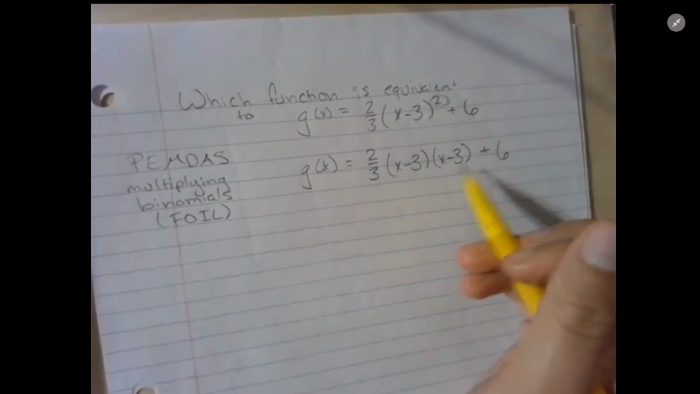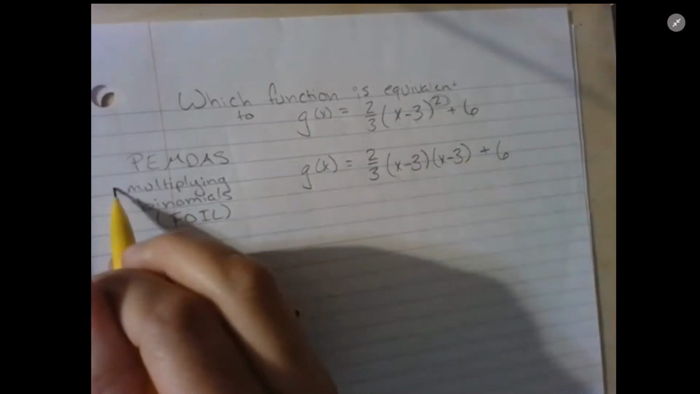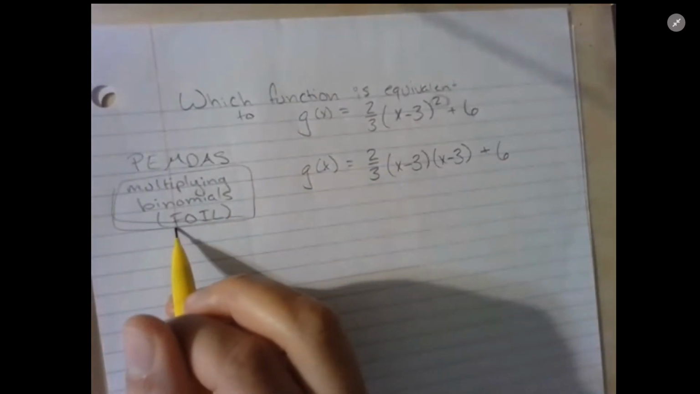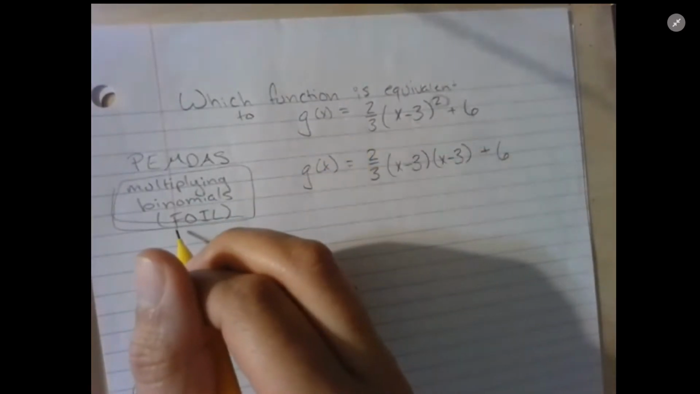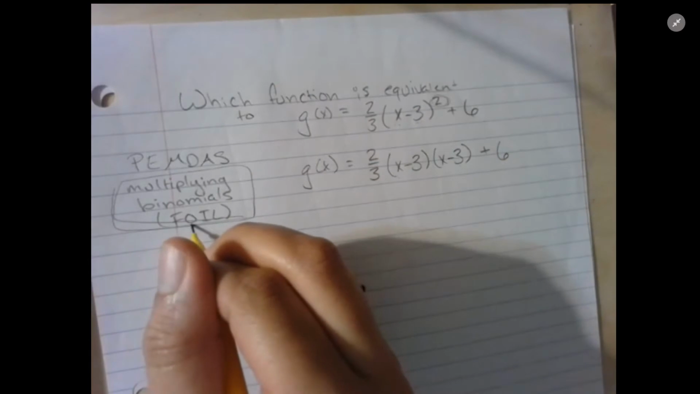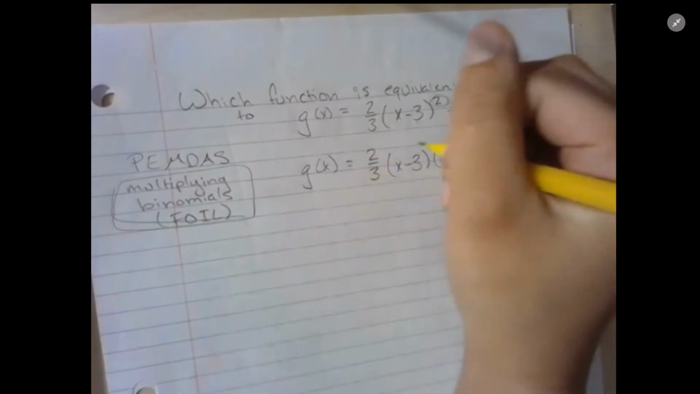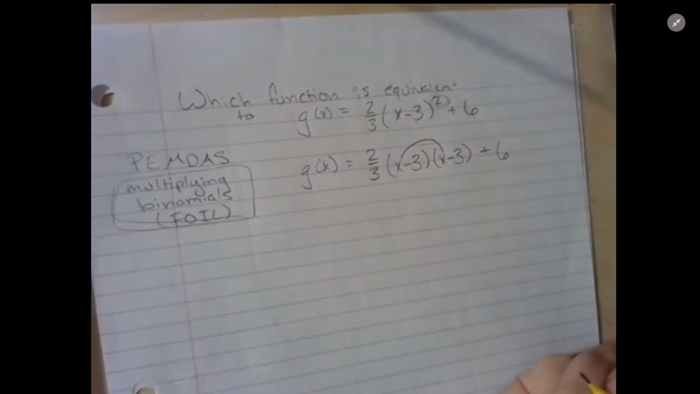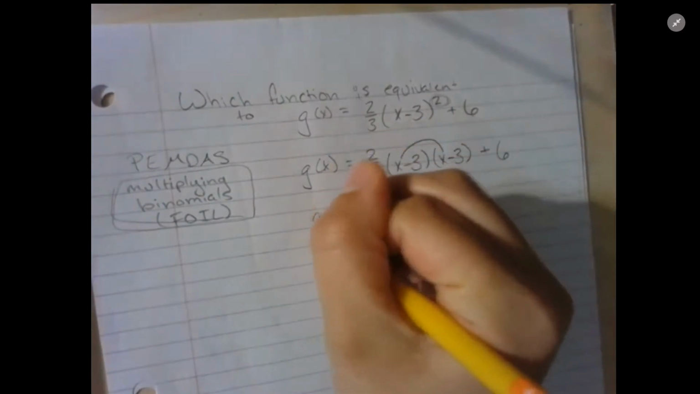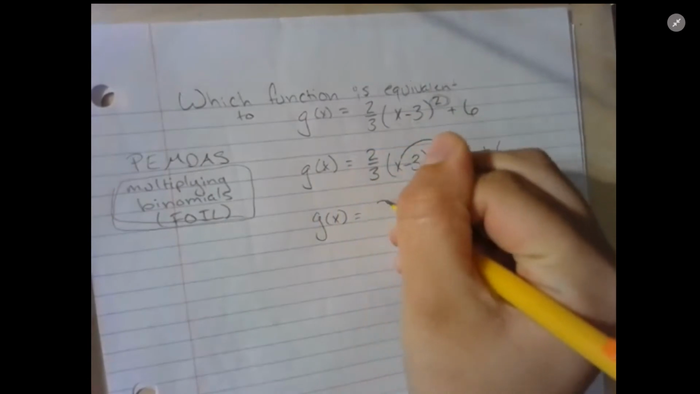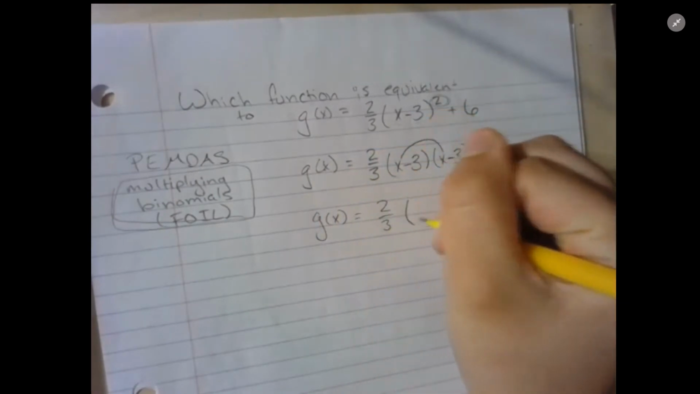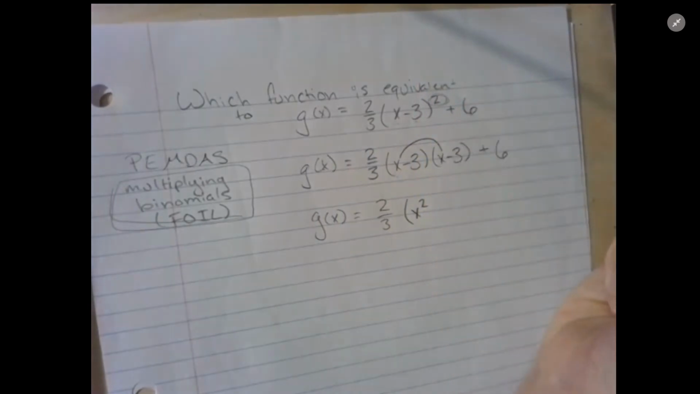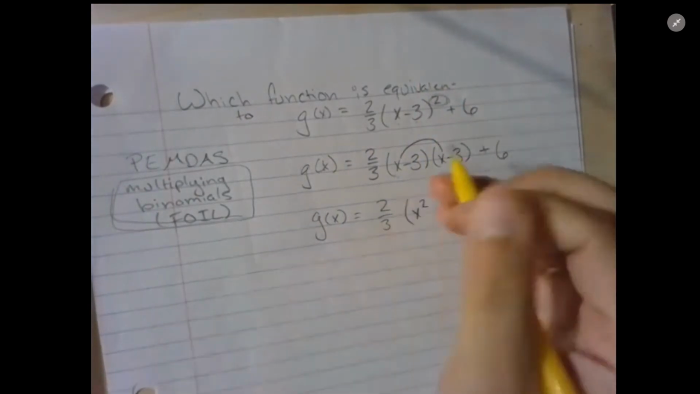In order to multiply these two things together, you have to understand how to multiply binomials or FOIL. To follow the FOIL method, all you have to do is multiply the first terms, the outer terms, the inner terms, and the last terms. So first terms, I'm going to multiply them together. That's x times x. If I have x times x, that's the same as saying I have two x's being multiplied, so I show that as x squared.